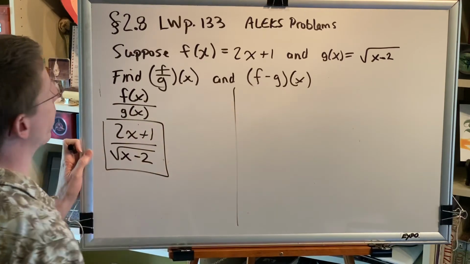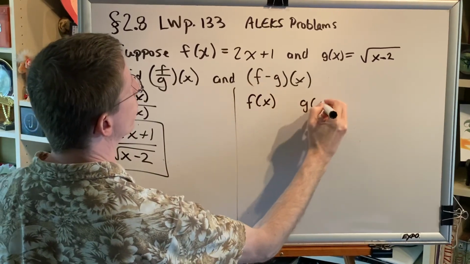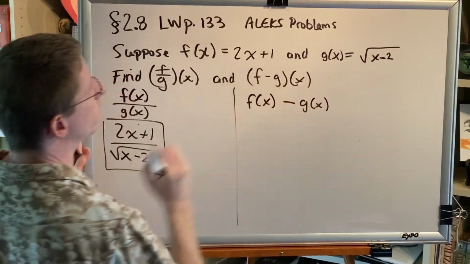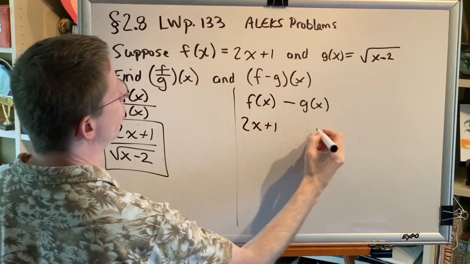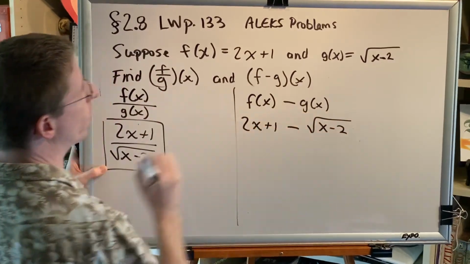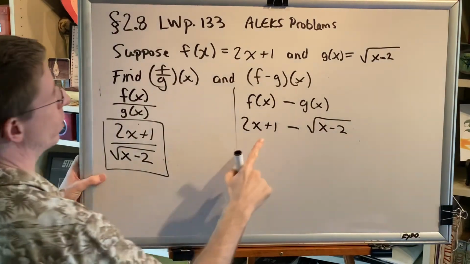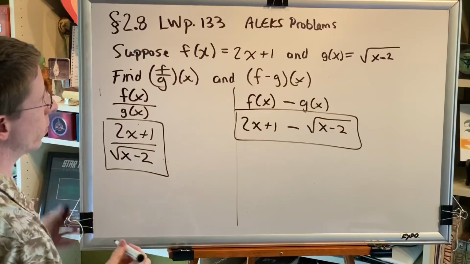F minus g of x means to take f of x and g of x and subtract them. F of x is 2x plus 1. G of x is the principal square root of the difference x minus 2, and we're subtracting. Once again, there's nothing we can do to simplify. This is our final answer.